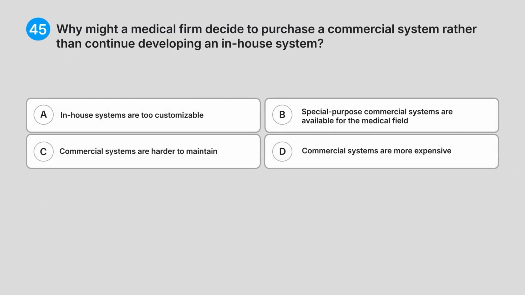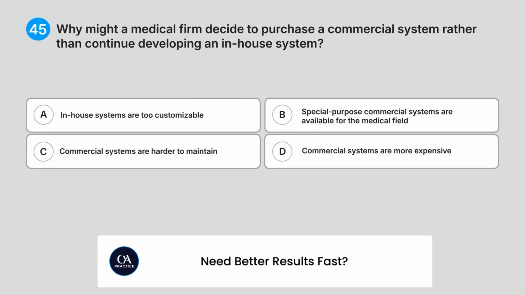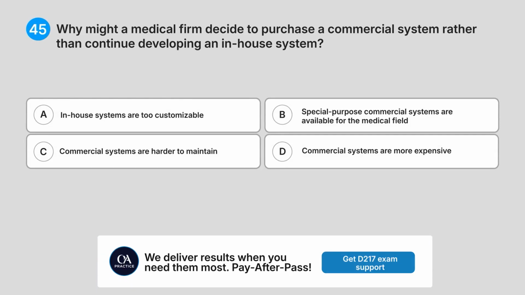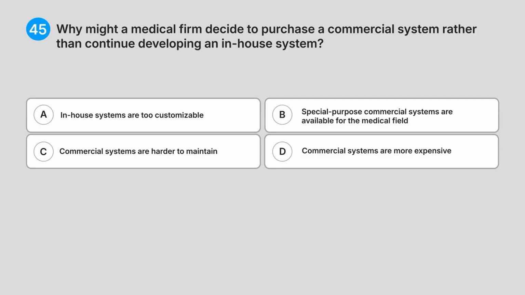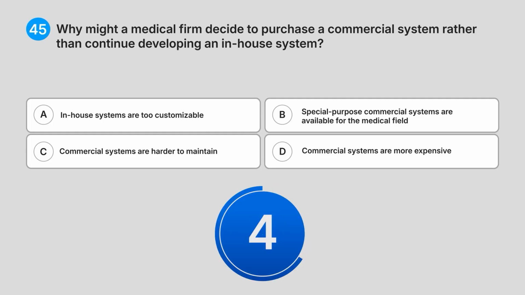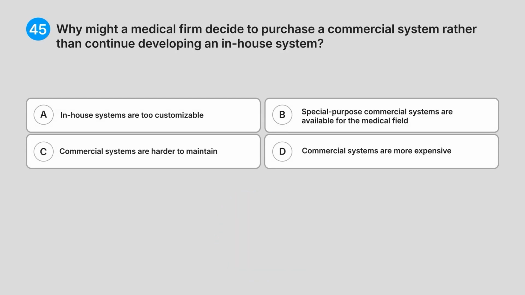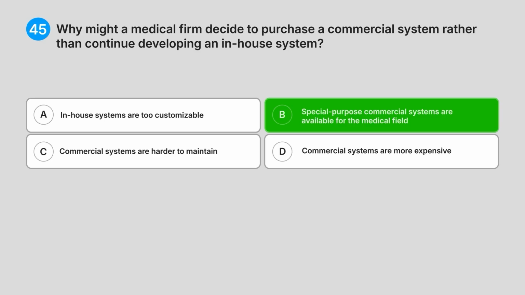45. Why might a medical firm decide to purchase a commercial system rather than continue developing an in-house system? A. In-house systems are too customizable. B. Special purpose commercial systems are available for the medical field. C. Commercial systems are harder to maintain. D. Commercial systems are more expensive. Can you guess the answer? Correct answer: B. Special purpose commercial systems are available for the medical field.